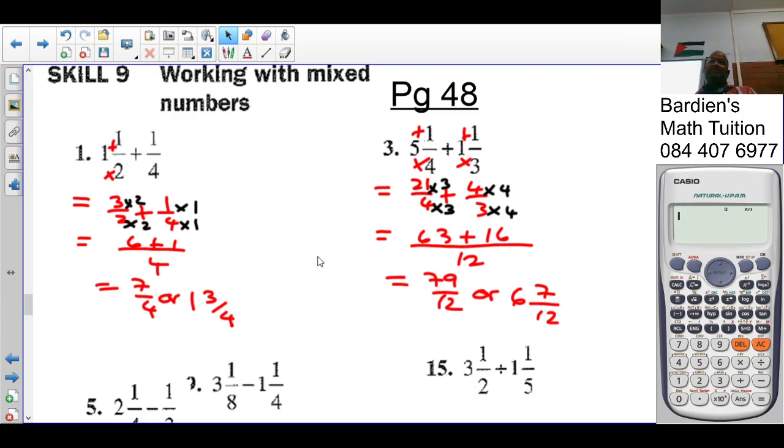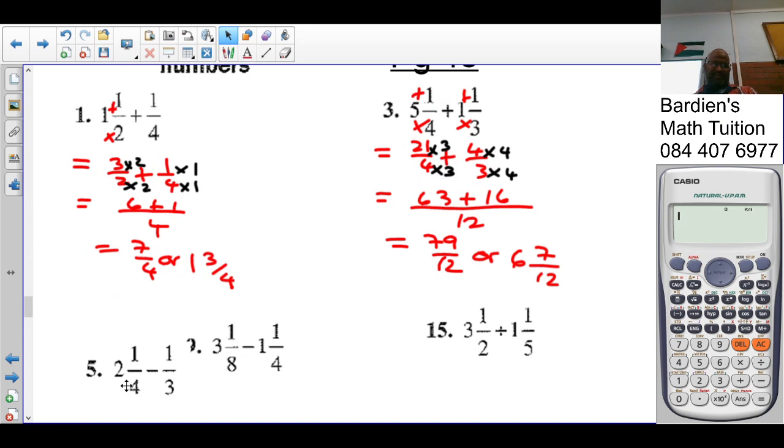Number 3, who asked for number 3? Yes? And you asked for number 5 as well. Who asked for number 5? You as well. You'll have the same problem, because in number 5, you must find an LCM, then you must multiply the numerators, which you're not doing. Okay, so I'll take number 5 off.